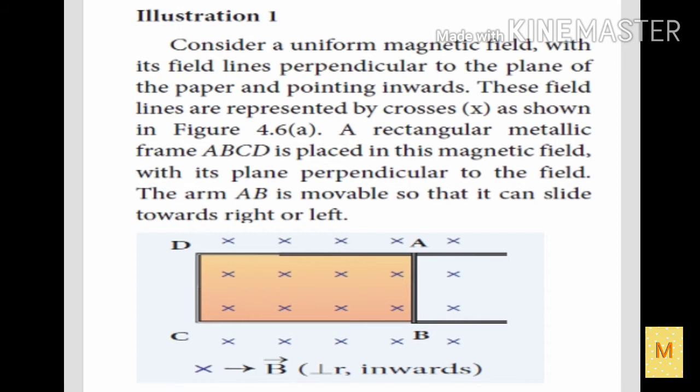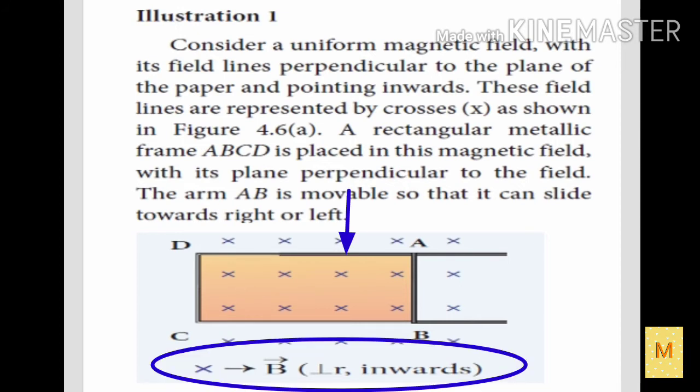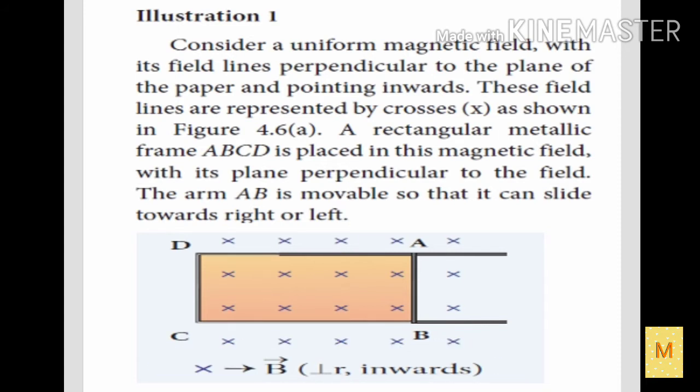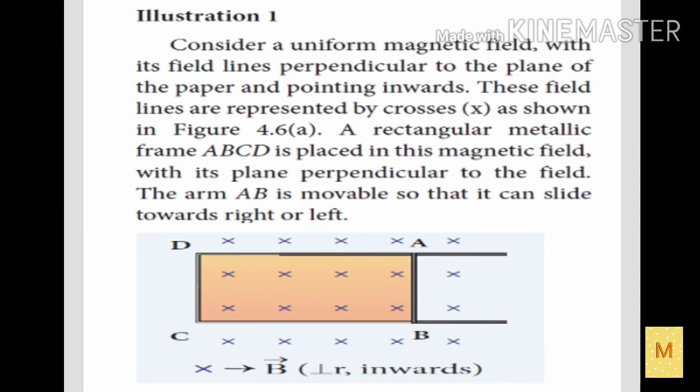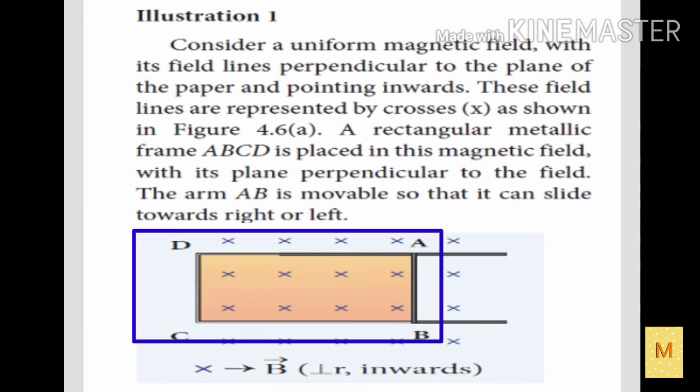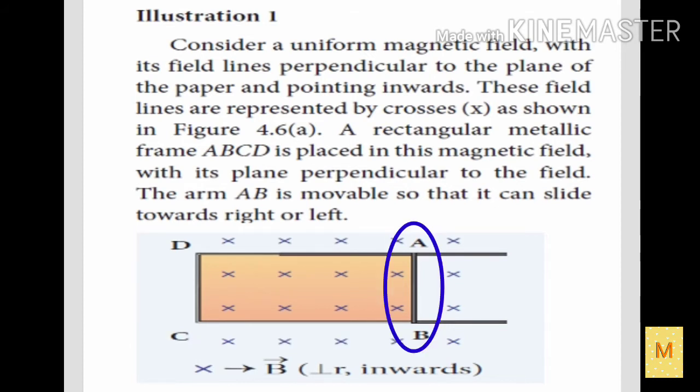Next we are going to discuss the two illustrations. First illustration tells about the direction of the induced current. Let us consider a uniform magnetic field with its field lines perpendicular to the plane of paper and pointing inwards. These field lines are represented by crosses, which is shown in the figure. A rectangular metallic frame ABCD is placed in this magnetic field with its plane perpendicular to the field. The arm AB is movable so that it can slide towards right or left.